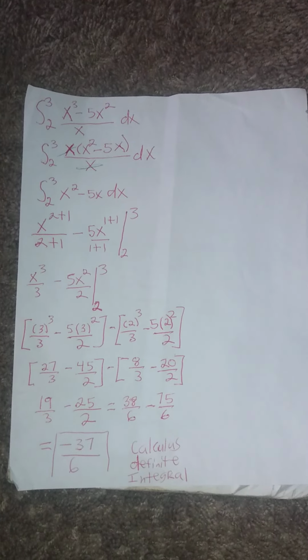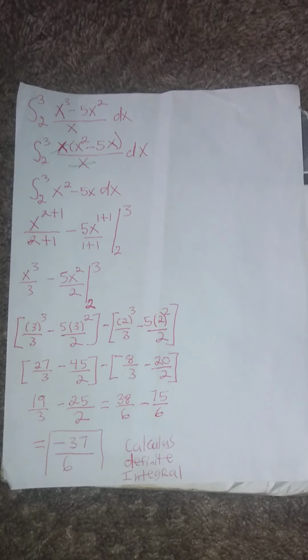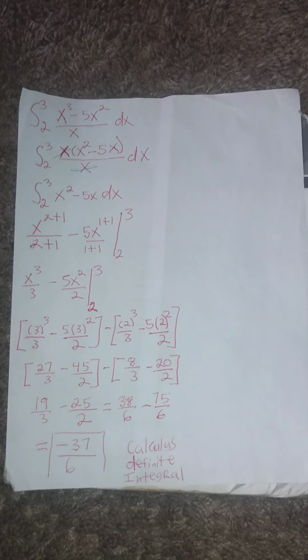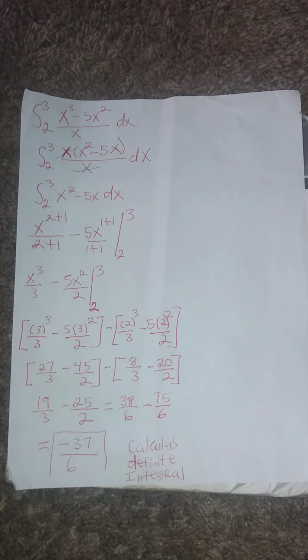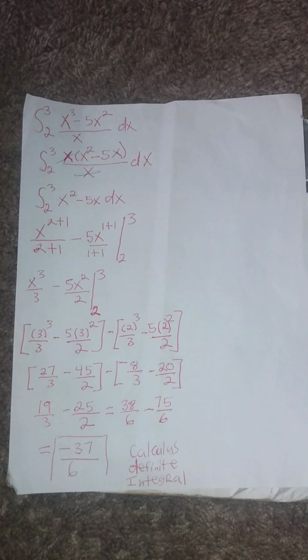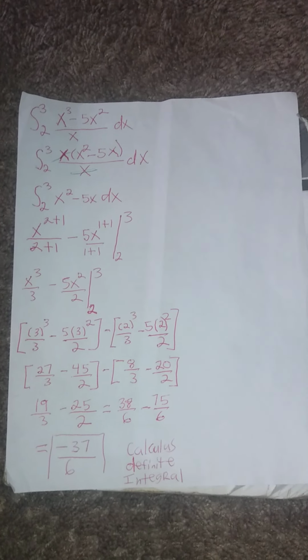So this reduces to x to the third divided by 3 minus 5x squared divided by 2, from 2 to 3. First, we're going to plug the top part of the integral in for every x. So this is going to be 3 to the third divided by 3 minus 5 times 3 to the second power divided by 2, minus the lower end of the integral, which is 2, and we plug in 2 to the third divided by 3 minus 5 times 2 to the second power divided by 2.